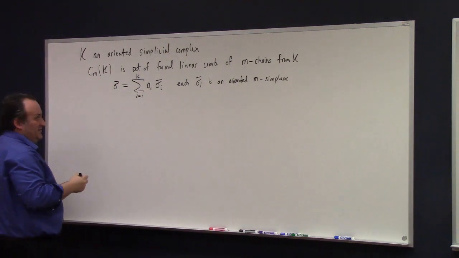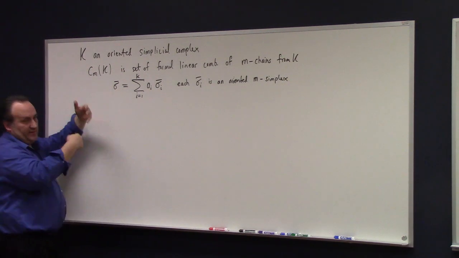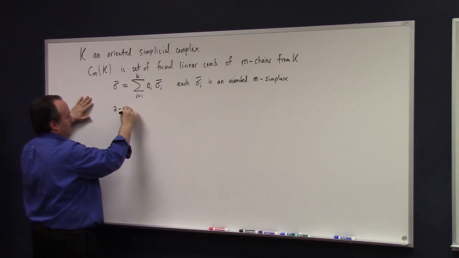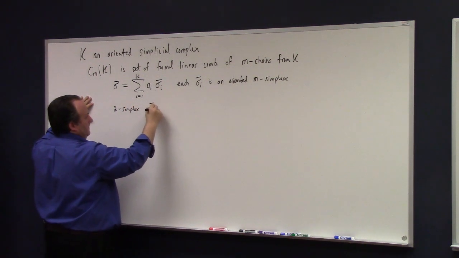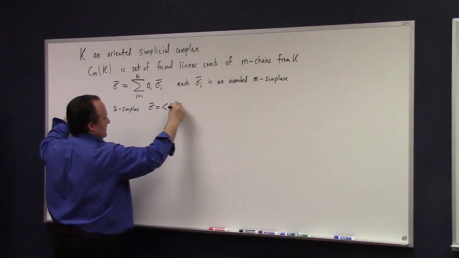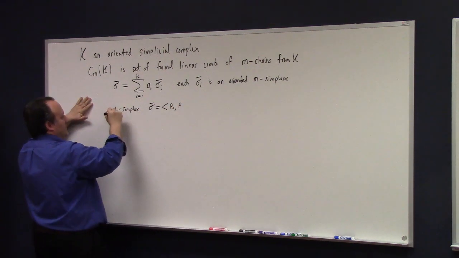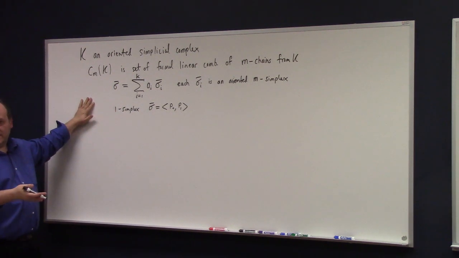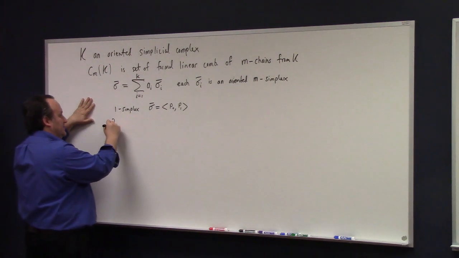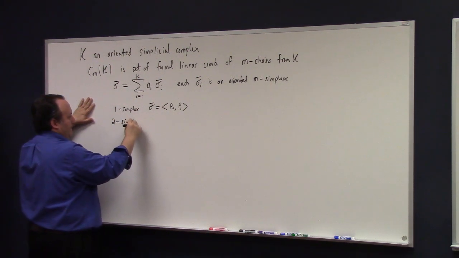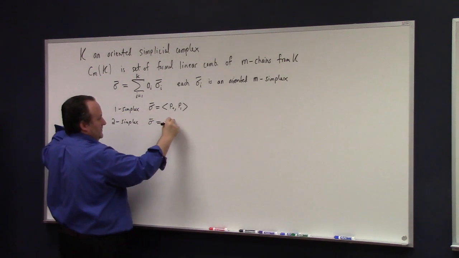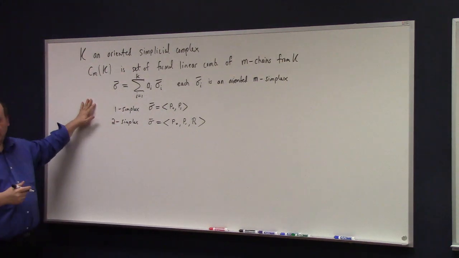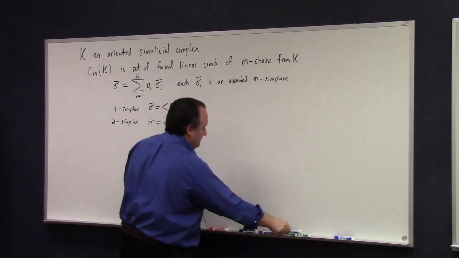So just to be clear, what do those look like? A 2 simplex is something like P0, let's do 1 simplex first. A 1 simplex is P0, P1. So it's a line segment, an oriented line segment. A 2 simplex is like a triangle. All right, so I'll draw the picture here.